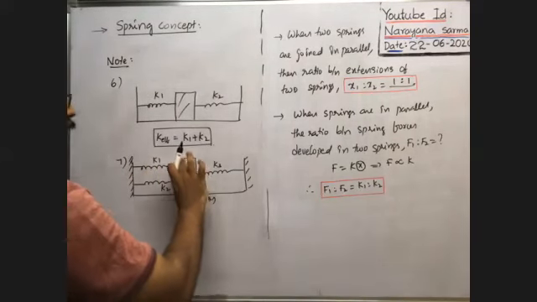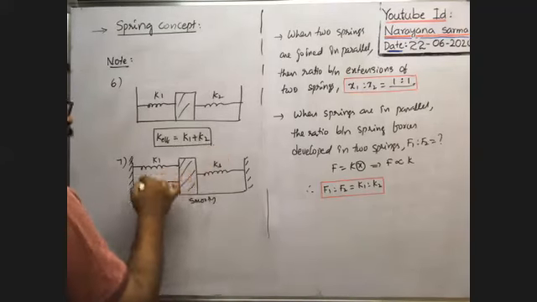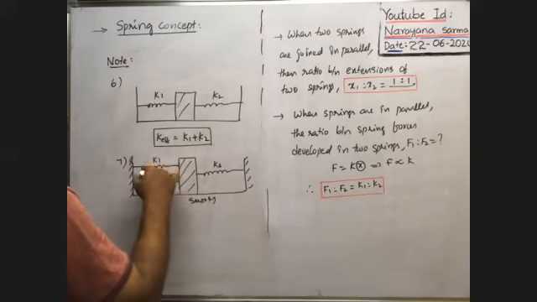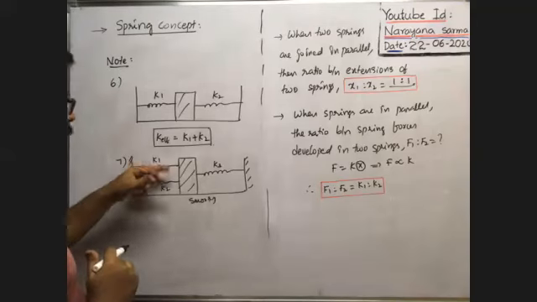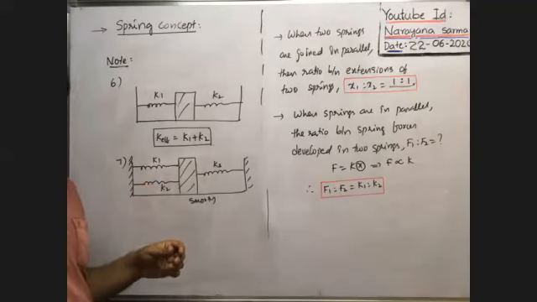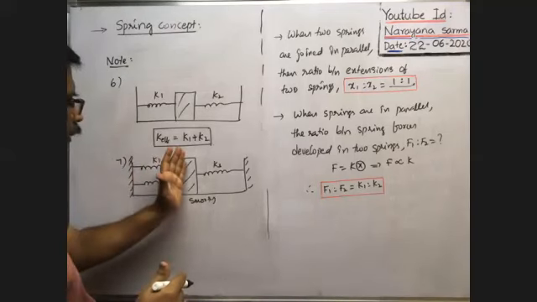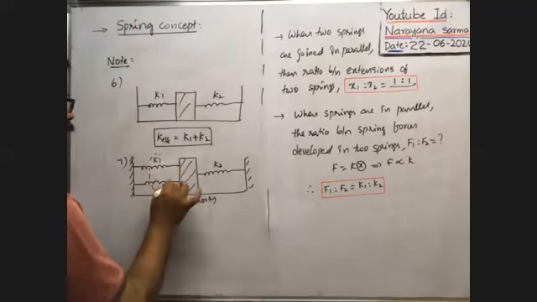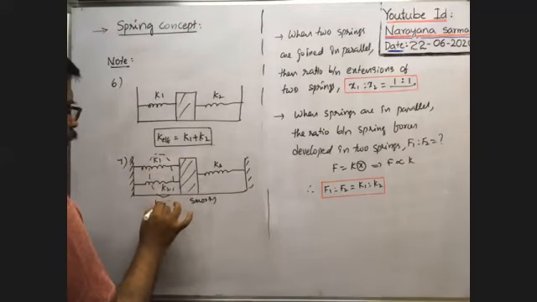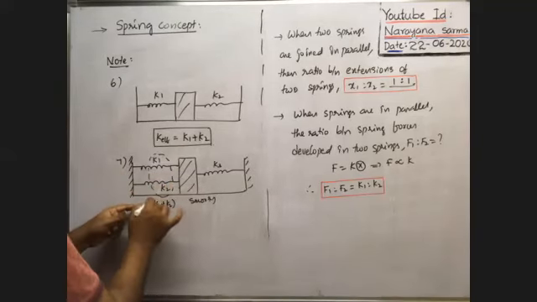Here you see, whenever this block is displaced, these two springs have the same extension, no? Rakshit, I think you are correct. These two springs are connected in parallel because the extensions of the two springs are the same. So what is the effective spring constant of these two? It is K1 plus K2. So you replace it by a single spring having spring constant K1 plus K2.